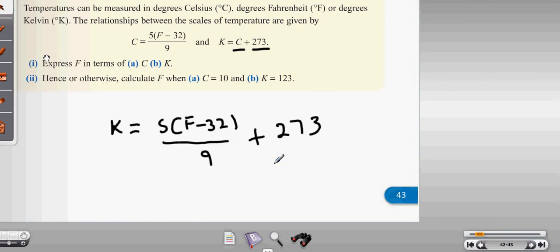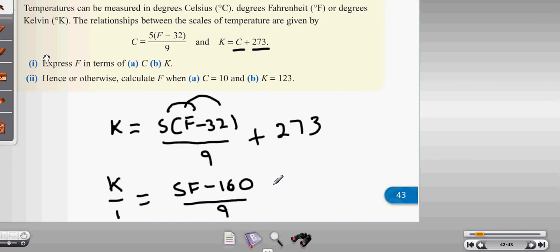So what's going to happen next is we're going to multiply out the 5 like we did last time, because we don't want any mix-ups here. So what we're going to get is K over 1, because Kelvin's divided by 1, equals 5F minus 160 divided by 9 plus 273.